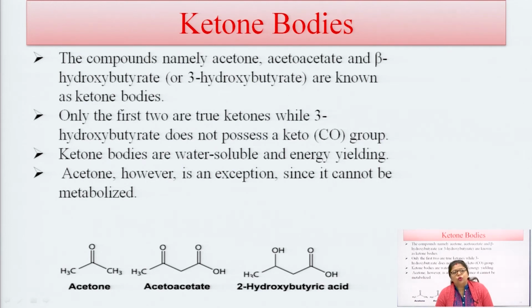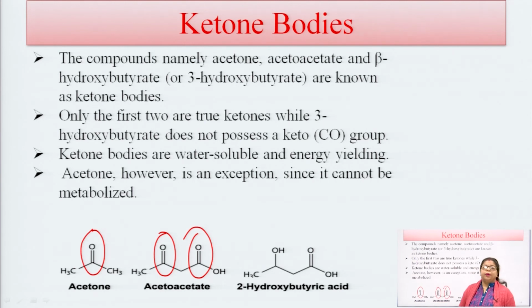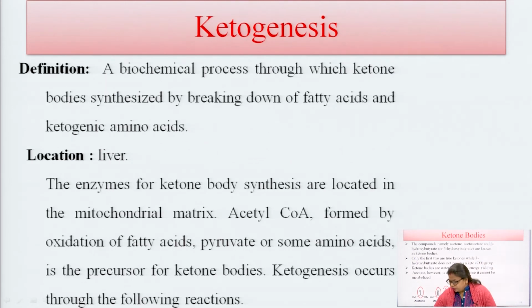These three are known as ketone bodies, in which two are true ketone bodies, and the third one, beta hydroxybutyrate or 3 hydroxybutyrate, is known as a pseudo ketone body, because it does not have a ketone group in its structure. Acetone and acetoacetate have the true keto group in their structure. So, these are known as true ketones, but beta hydroxybutyrate is known as a pseudo ketone.